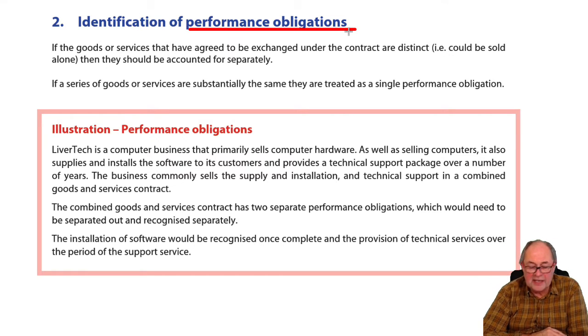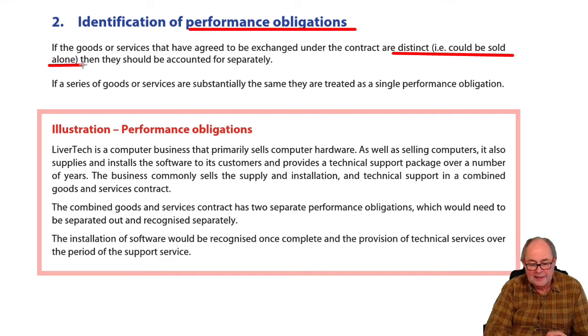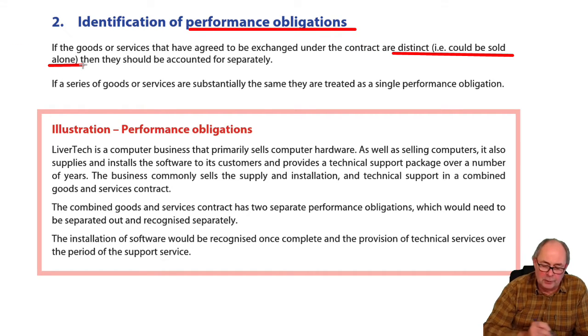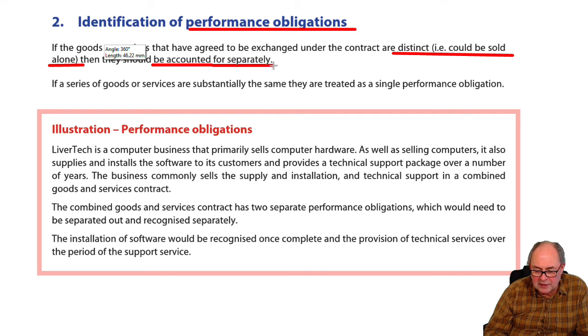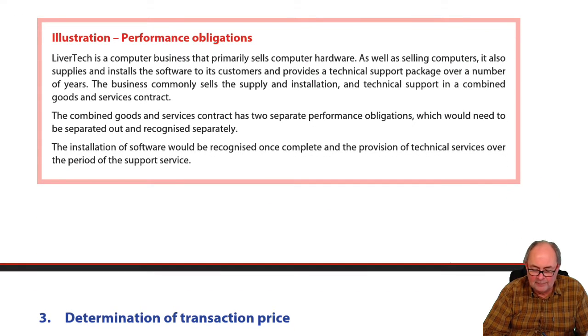So they are things which are distinct, and the key thing about them is look for things that could be sold alone. Then if they could be sold alone, then they need to be accounted for separately. Now, usually in scenarios, I don't think that's going to cause any real problem. But pause the tape for a minute and have a read of Livertech.